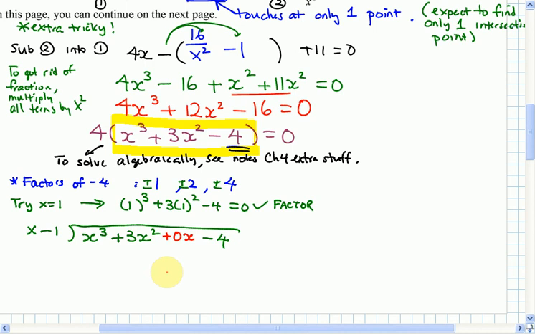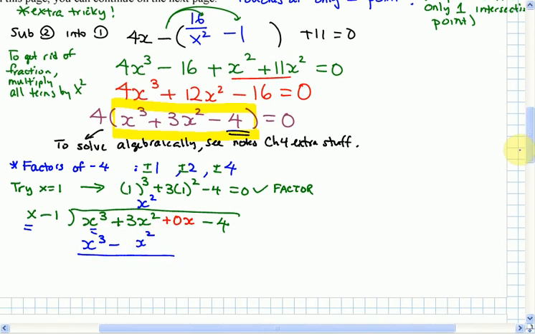And then it's now time to do some long division. And if you're not too sure how to do this, that's okay. I will do this with you again. Ask yourself this. We'll take x. X times what gives you x cubed? X squared, yes. And then you take x squared times x minus 1, so we get x cubed minus x squared. And then like any other long division, we subtract. So x cubed minus negative x squared is 4x squared. Bring down the 0x. Okay.